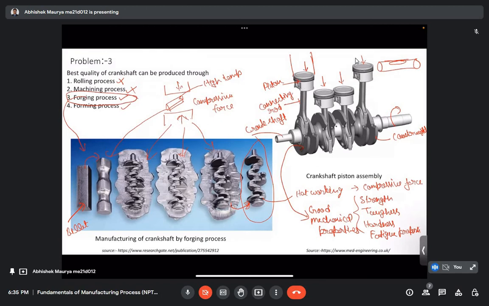And the fourth option is the forming process. Forming is not itself a single process; a lot of processes come under forming, like rolling, extrusion, forging, and many more. So basically forging is just a part of the metal forming process, and therefore forging will be the correct answer for this question.